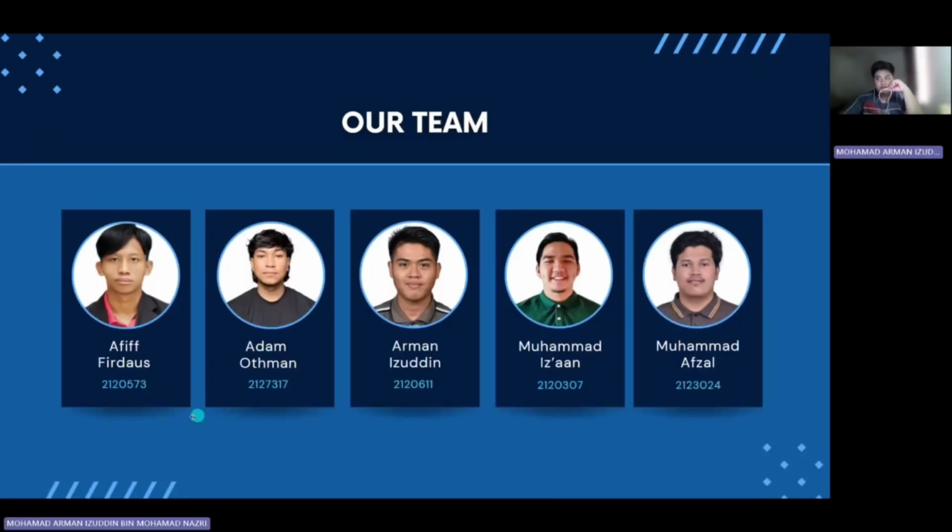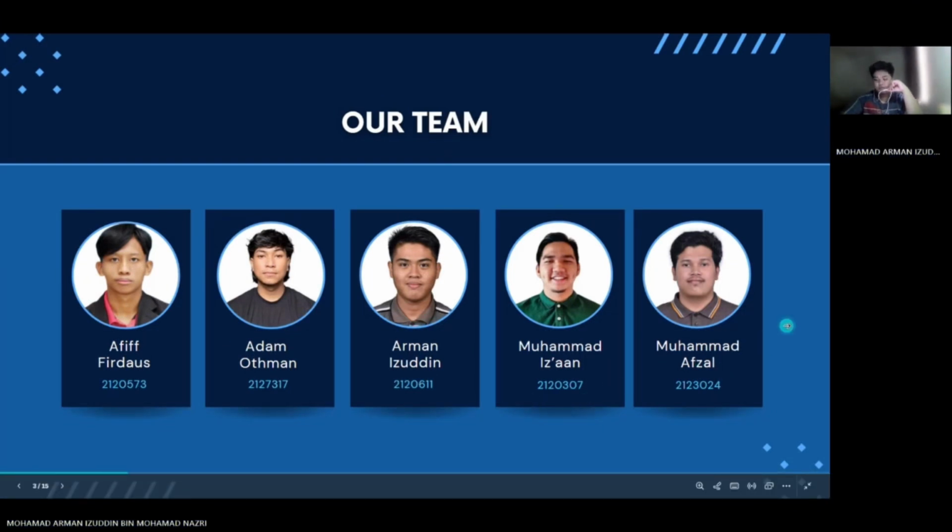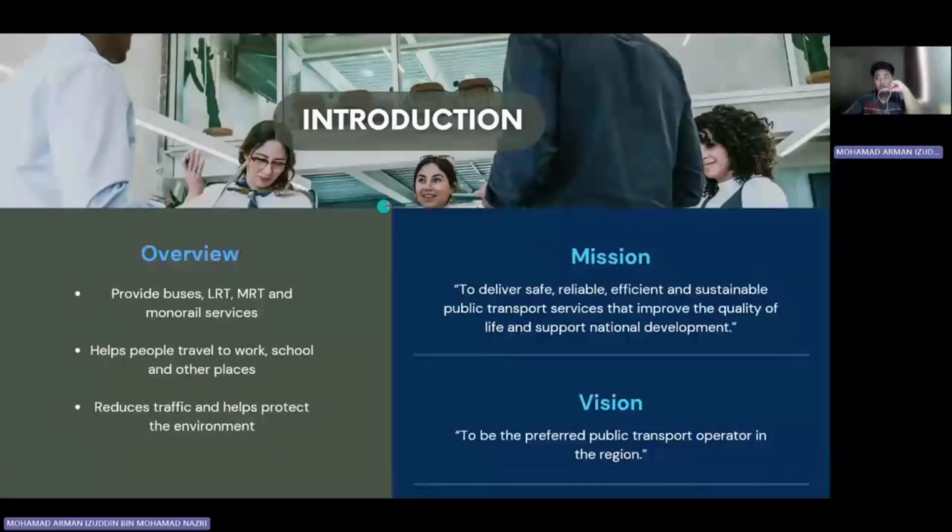So this is our team. The first is Afif Firdaus, Adam Osman, me myself, Ahmad Izzuddin, Muhammad Iz'aan, and also Muhammad Afzal. So without further ado, we move on to the introduction.